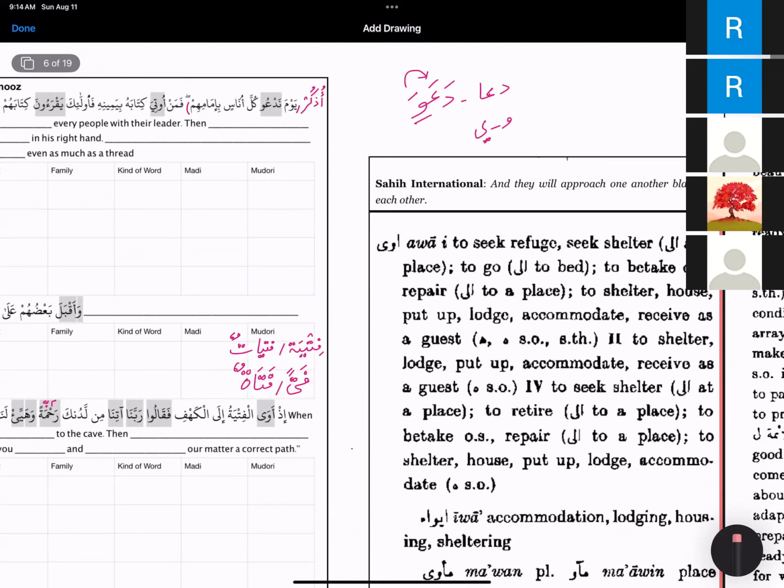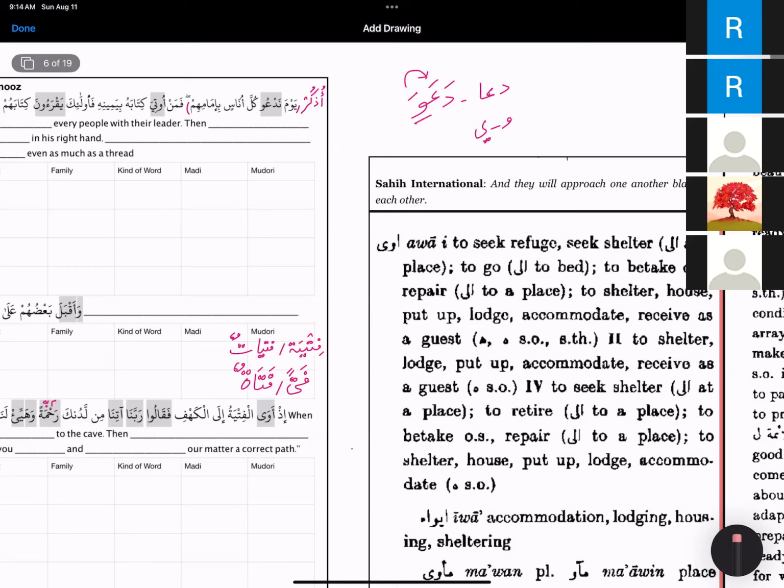So yawma nad'u: yawma, the day; nad'u, we will call. The day we will call whom? Kulla unasin. Why is it kulla? Because it is maful bihi, right? So that's why it is kulla. Otherwise it could be kullu. So kulla unasin is mudaf ilayhi, and it is maful bihi over here.